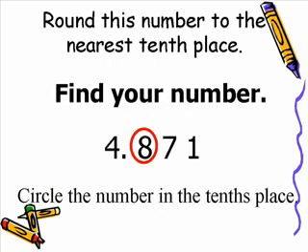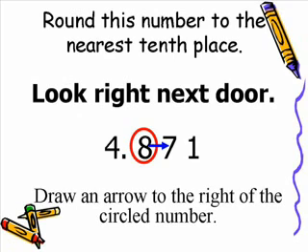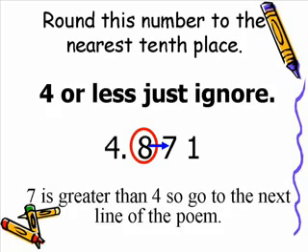This also works with decimals. Say for example, we want to round 4 and 871 thousandths to the nearest 10th place. Again, remember the point, find your number. In this case, the number in the 10th place is the 8, so we have circled it. Look right next door, so we're going to draw an arrow from the 8 to the 7. That's the number that's going to determine how we're going to round the 8. The 7 is greater than 4, so we're going to go to the next line of the poem.